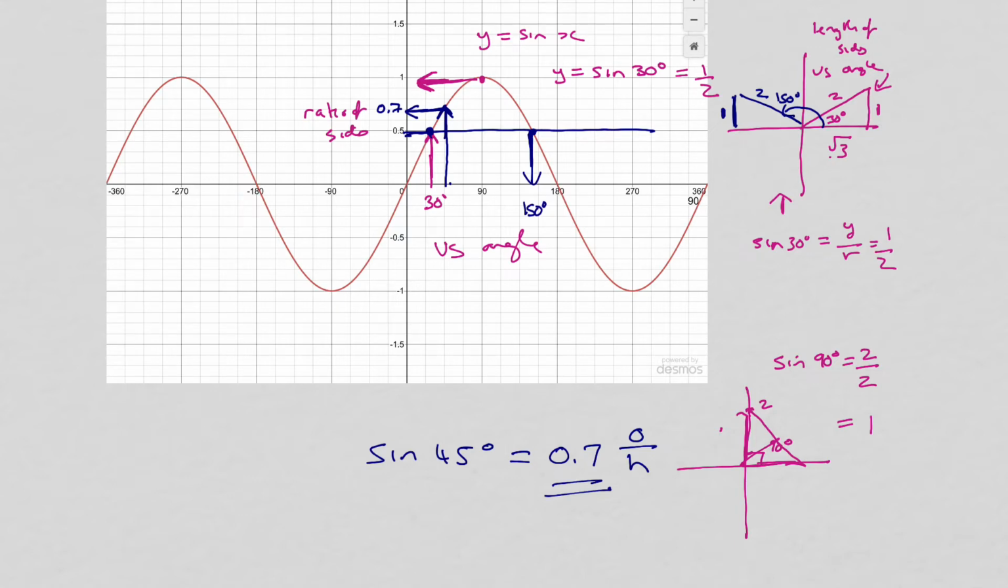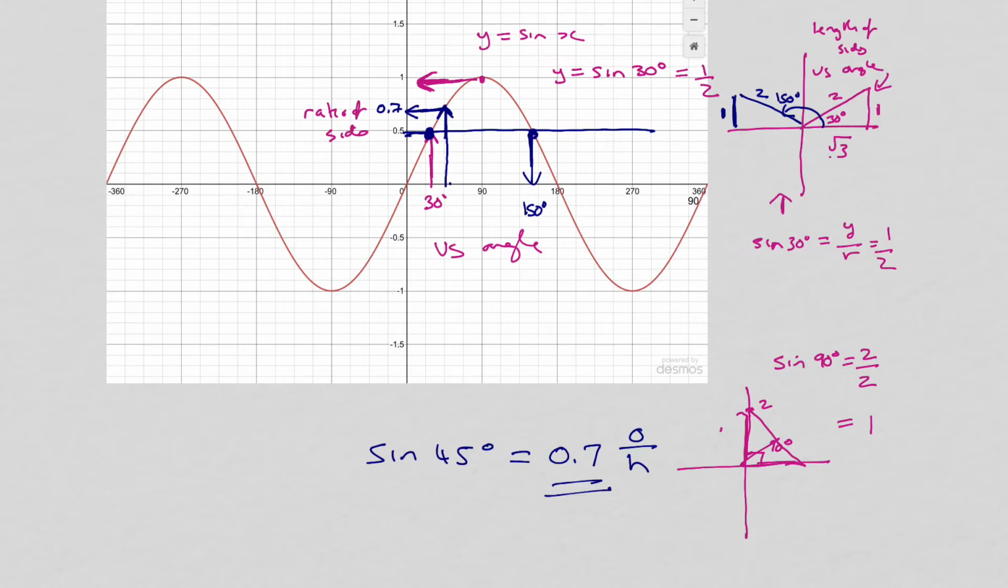It's saying to you, I'm getting exactly the same ratio for two completely different angles. And of course, it's sine, so they're in the first quadrant and the second quadrant because those two give you the same ratio, and this is ratio against angle. They give you exactly the same ratio, and it's the same sign.